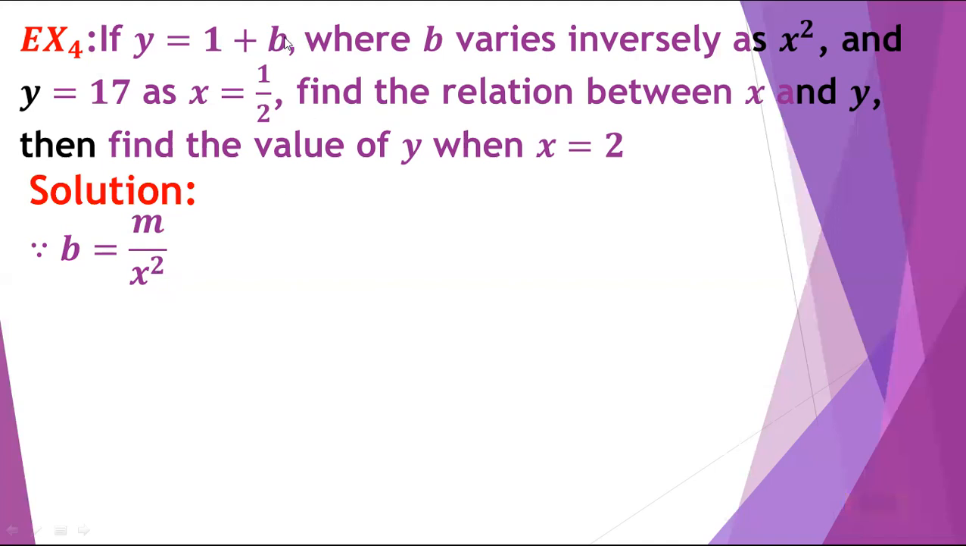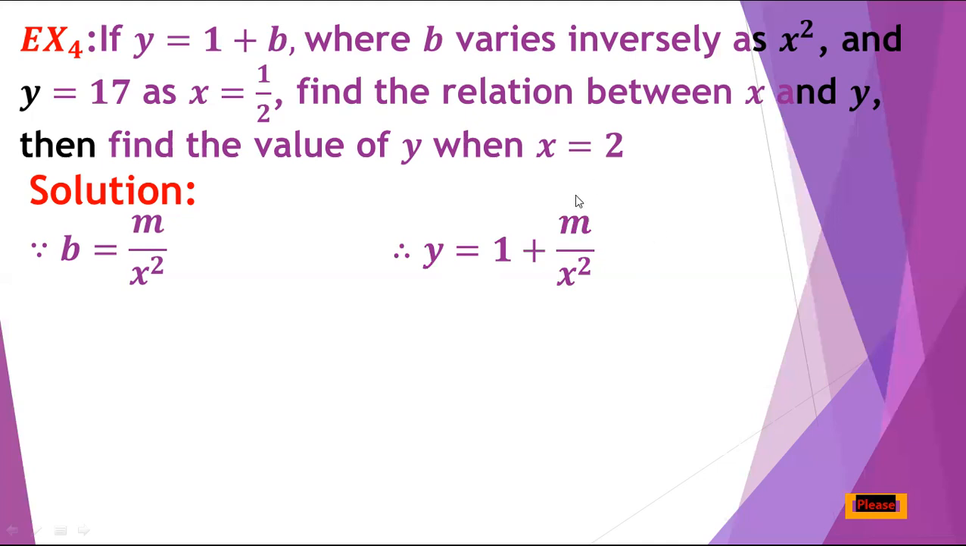At the first, we have y equals 1 plus b. Then we can cancel b and put its value, direct substitution, because I want to find the relation between x and y, not b and x. Then we can write y equals 1 plus m over x^2. So at first we use this part to write b equals what, and put it in the relation between y and b, cancel b, write m over x^2. Then we find the relation between y and x.